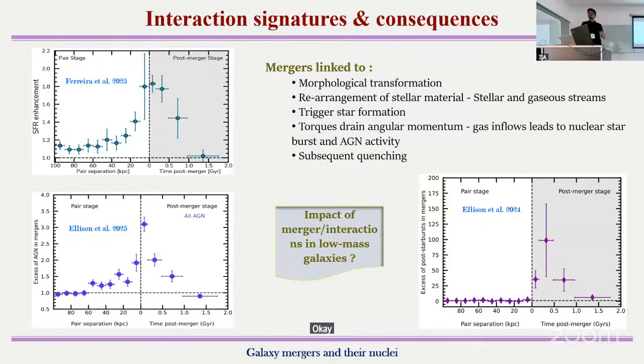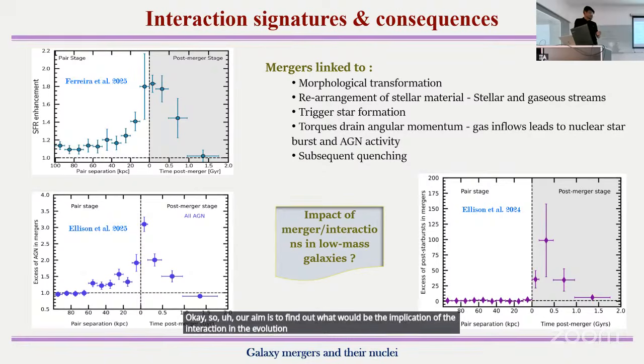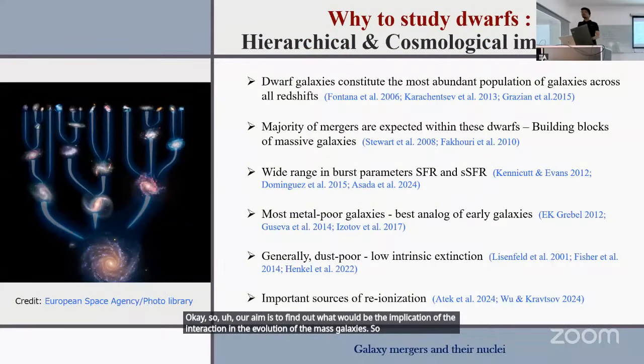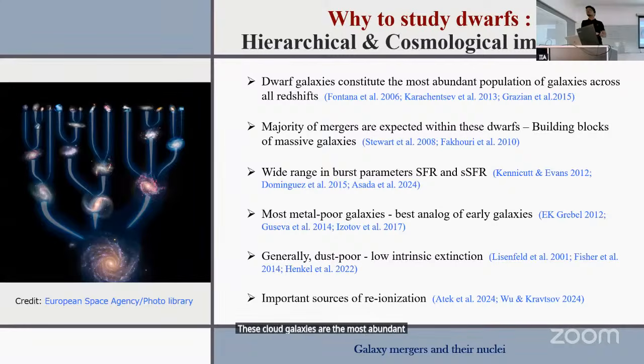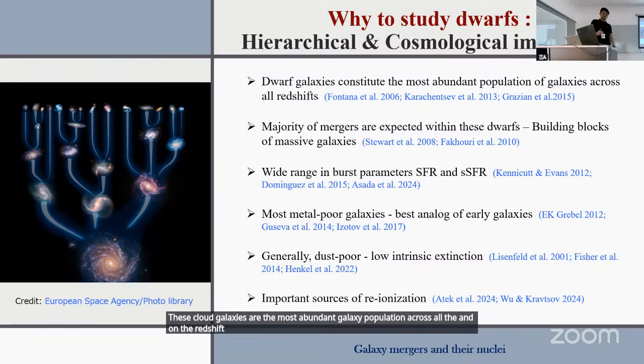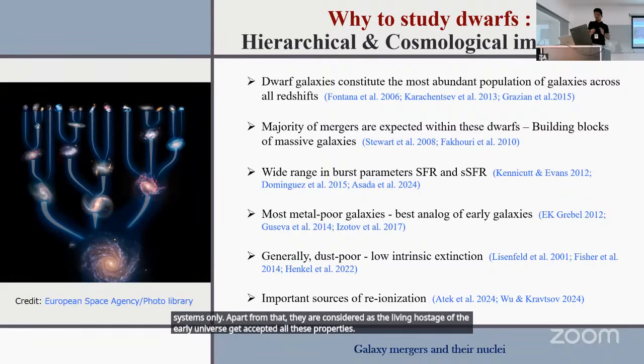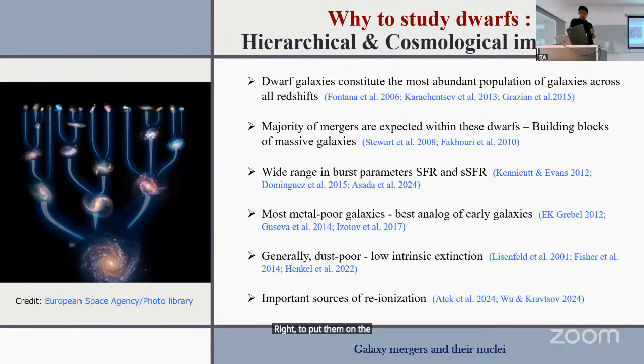So our aim is to find out the implication of interaction in the evolution of low mass galaxies. Why are we interested in dwarf galaxies? These dwarf galaxies are the most abundant galaxy population across the universe at all redshifts, and most of the mergers are expected within these kinds of systems. Apart from that, they are considered the living fossils of the early universe because their properties match those of the galaxies found in the early universe.